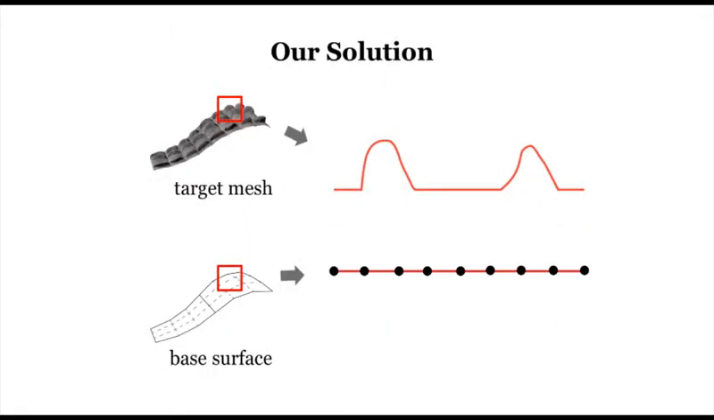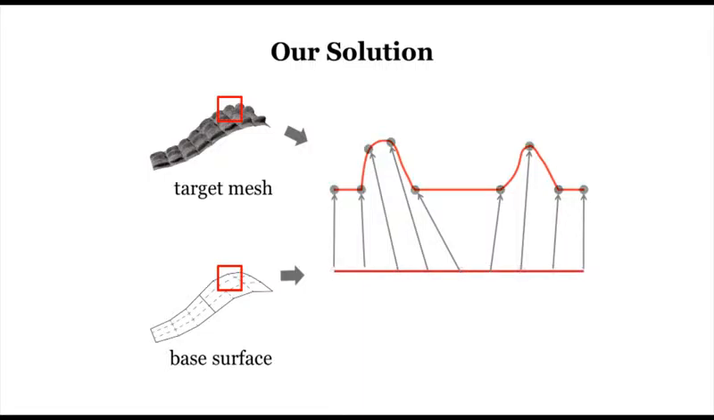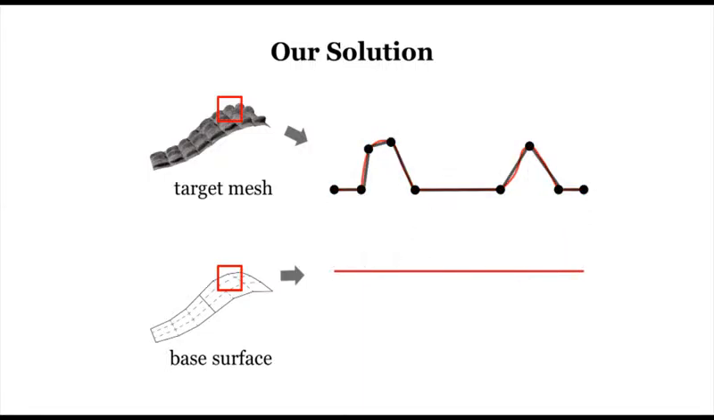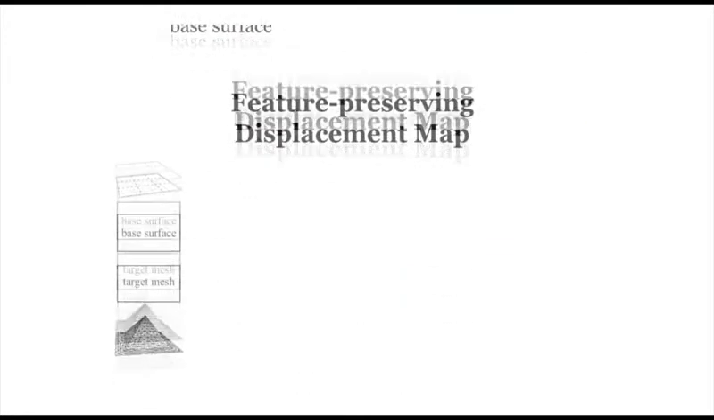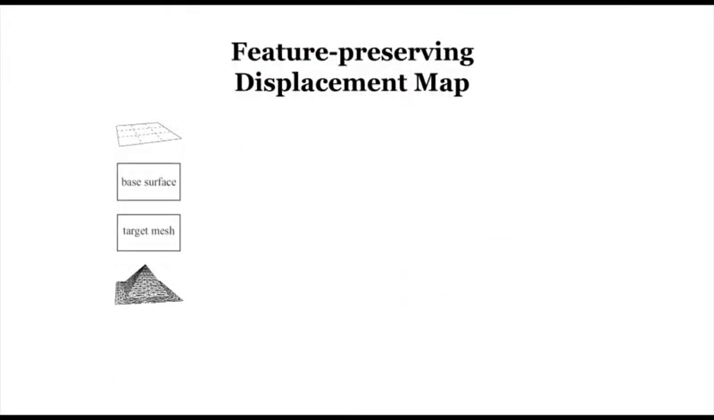Our method displaces many vertices of the tessellated mesh toward the high-frequency features of the target mesh. Then, as you can see, the reconstructed mesh correctly represents the features. The displacement map in our method contains the information needed for non-uniformly moving the vertices toward the features. The major contribution of our paper lies in the algorithm of generating the feature-preserving displacement map.